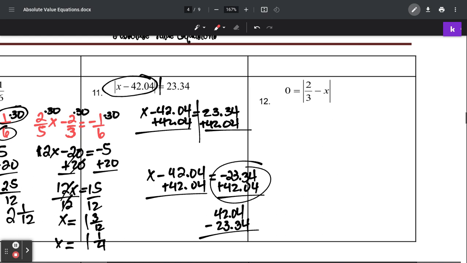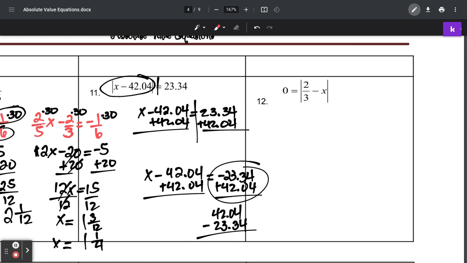All right, let's take a look at 12. Okay, this is pretty logical. Like, what number is the distance between 2/3 and what number is 0? Well, what number is 2/3 away from 0? Well, it'd be 2/3, okay? So let's take a look at it. All right, so here, I'm going to take the inside because this is already isolated. So I'm going to take 2/3 minus x, and set it equal to 0.